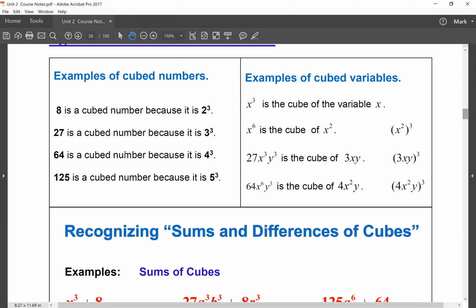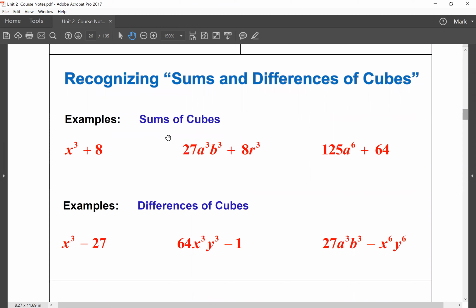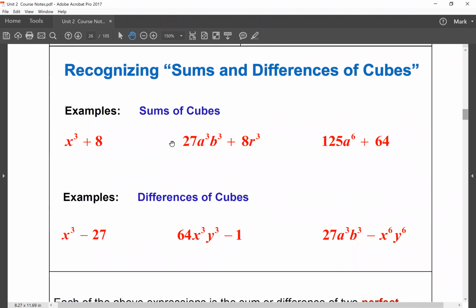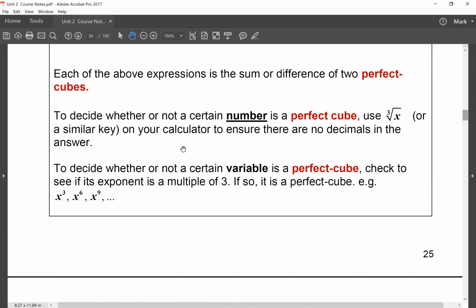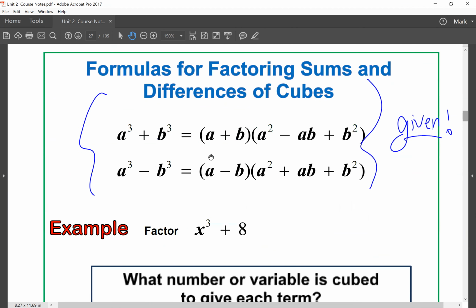So cubed variables, these would be variables that are multiples of 3. So x to the power of 3, x to the power of 6. Really all you need to do, and we're going to practice this in just a minute, is recognizing them, meaning looking at, in this case, a binomial, and recognizing that it's a sum of cubes and difference of cubes. And once you recognize it, you are going to apply a formula. The formulas are here.